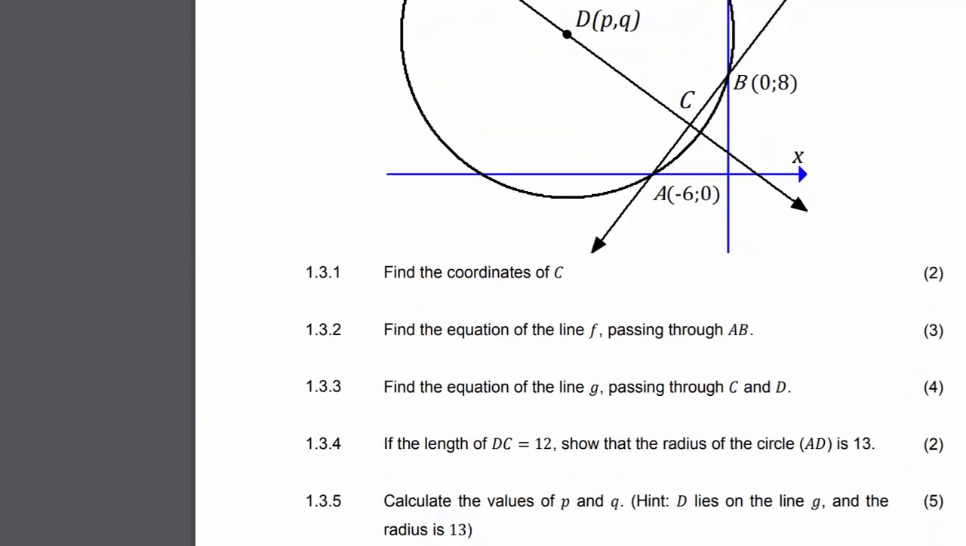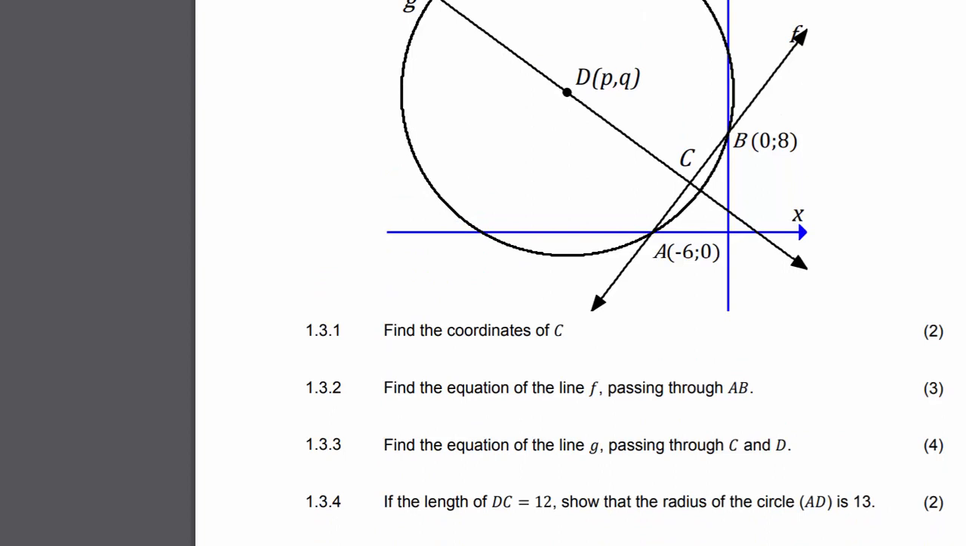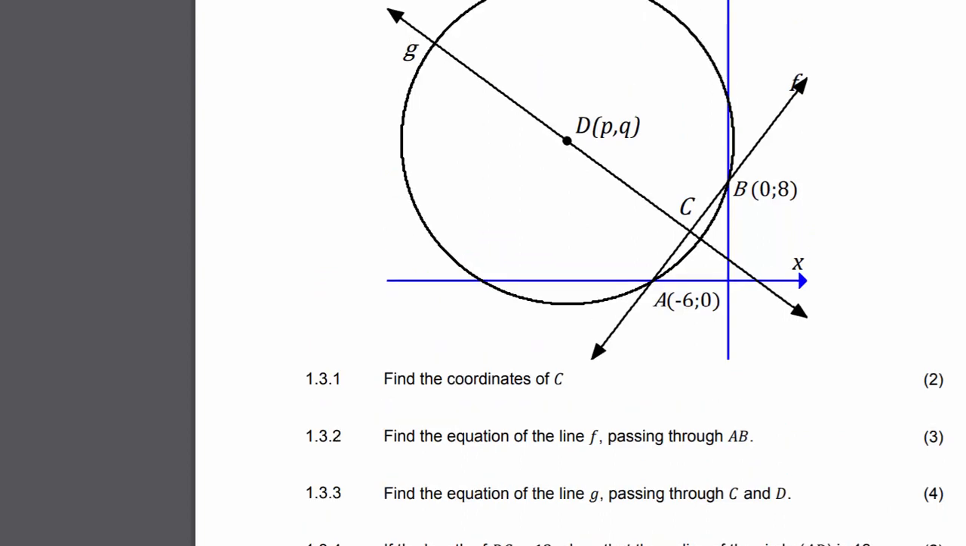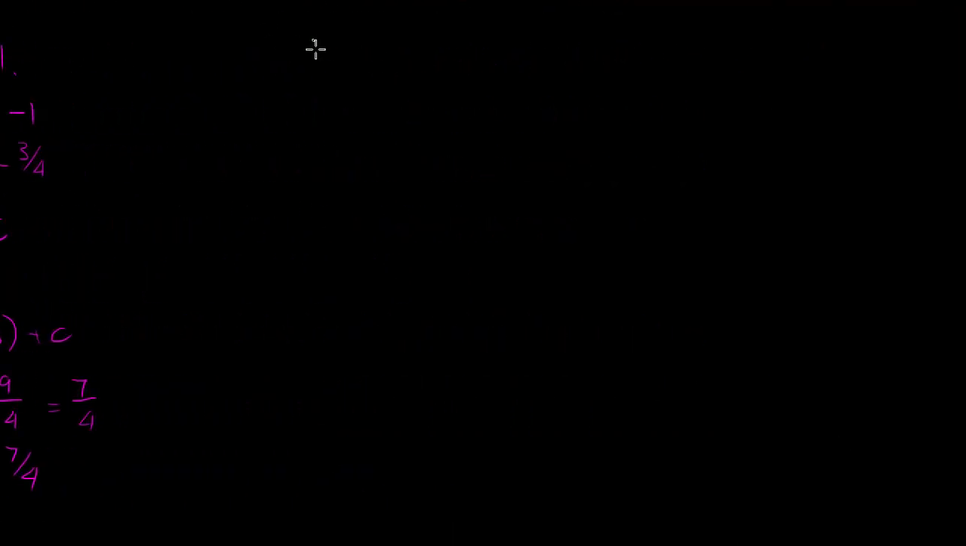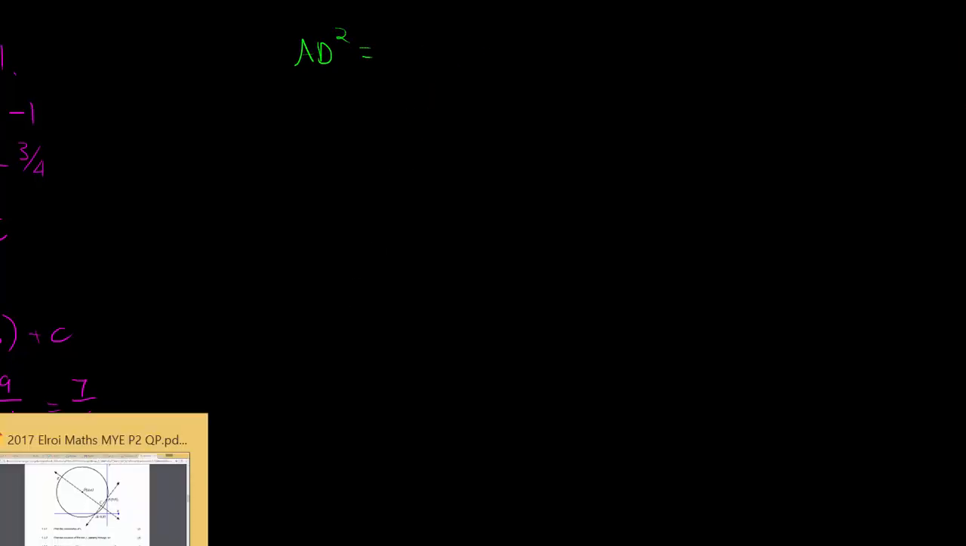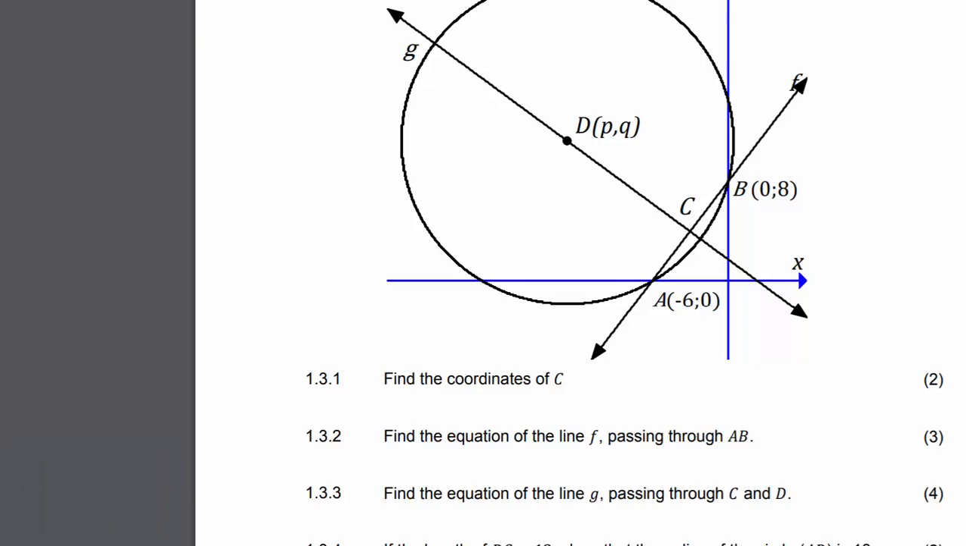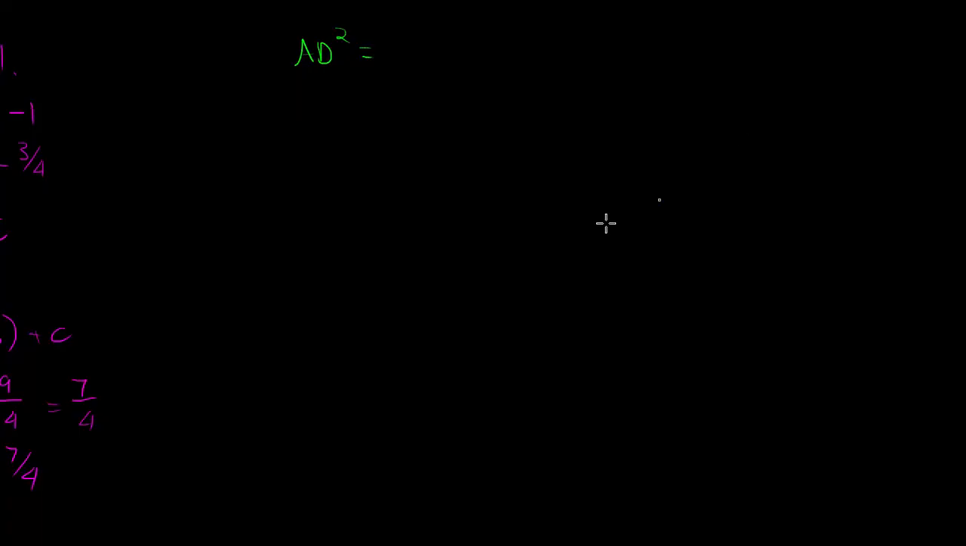Now we come to a quick question. If the length of DC is equal to 12, show that the radius AD is 13. So DC is 12. We need to find AD. So again, remember, this is a 90-degree triangle. So what we could do is start by saying AD squared is equal to, because it's Pythagoras, we can use Pythagoras, DC squared plus AC squared.